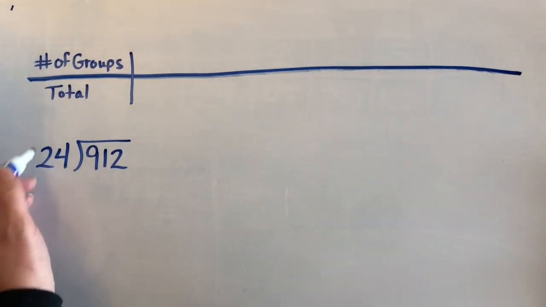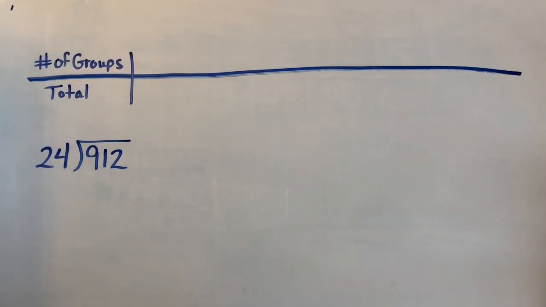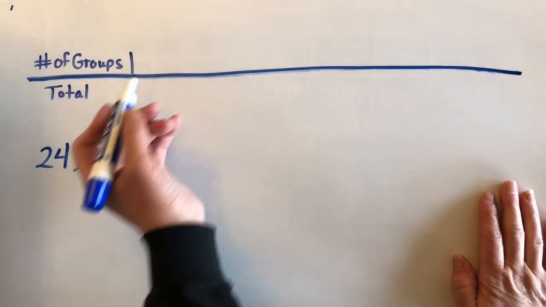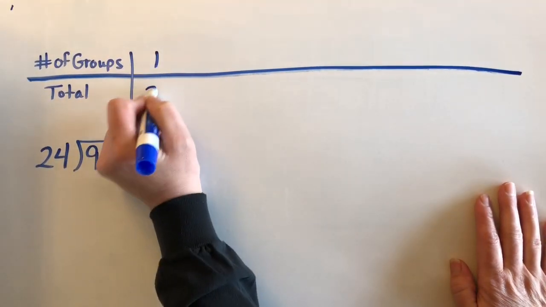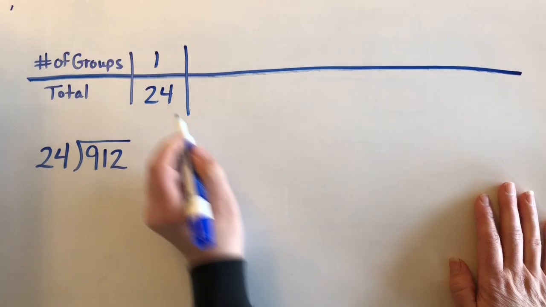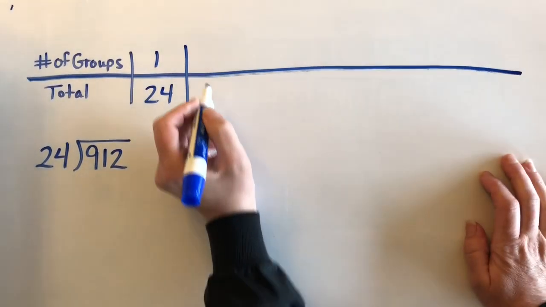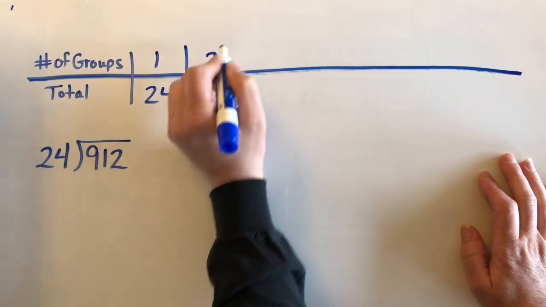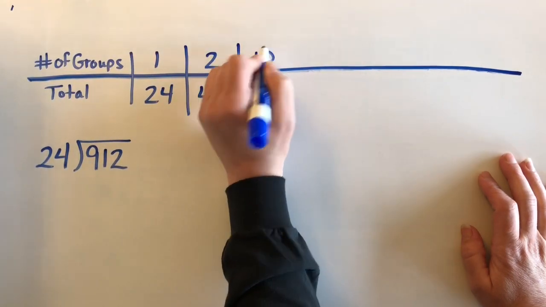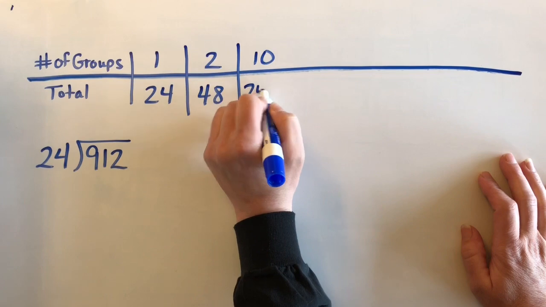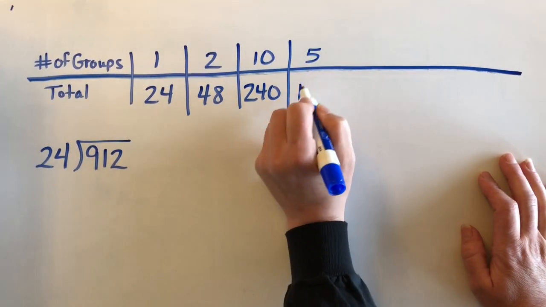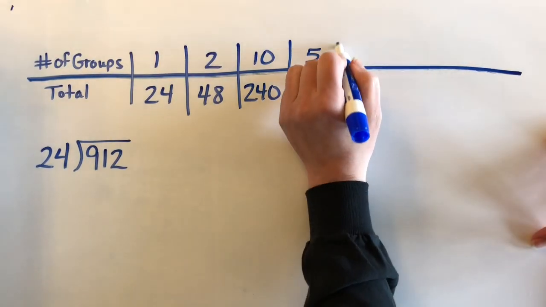And since we are looking for groups of 24, we're going to make a quick little cheat sheet for us with this table. So if I have one group that equals 24, other numbers that we might want to use would be 2 groups, which would be 48, that's doubled. 10 groups we like, which would be 240, that's usually easy. And then of course 5 is half of 10, so we'll do 120.